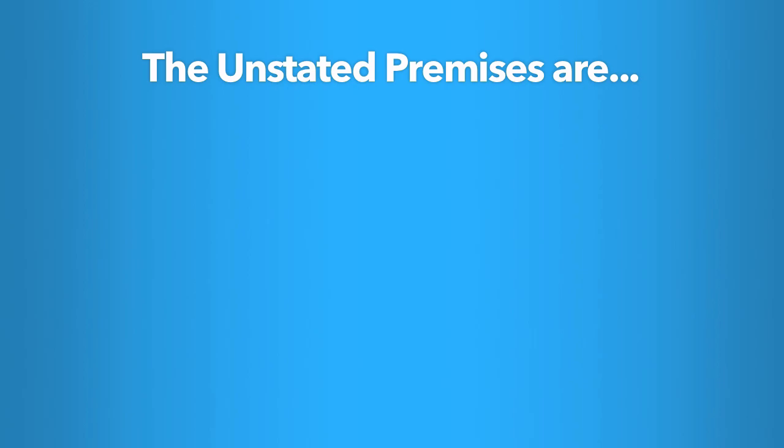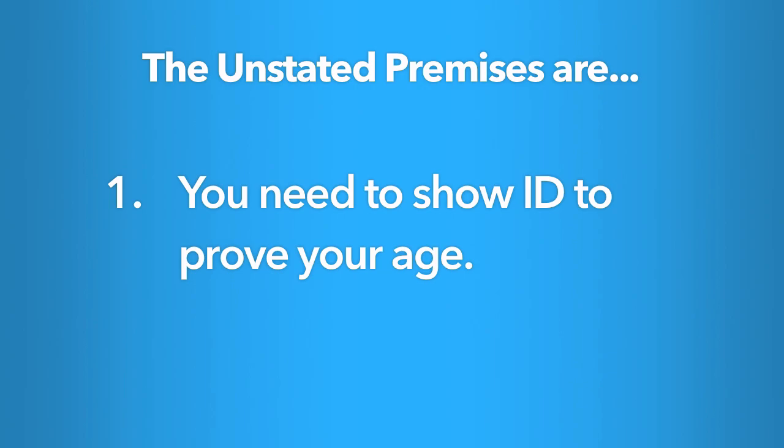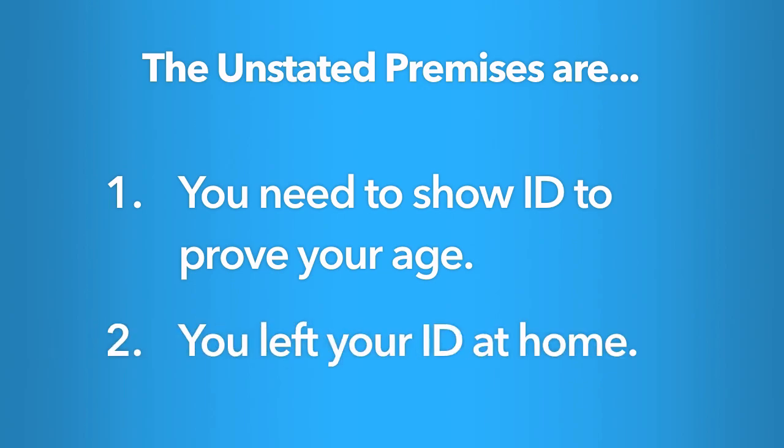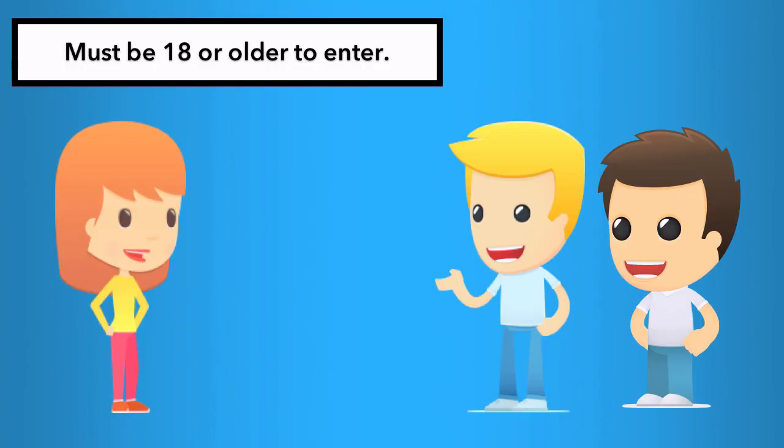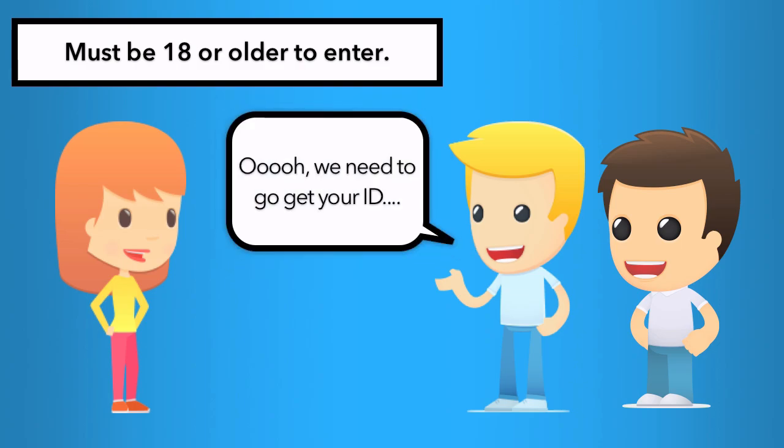What your friend is missing, the premise that you failed to state, is that 1, you will need to show ID to prove that you're at least 18, and 2, you left your ID at home. The first unstated premise, that you will have to show ID, may be something you simply assumed everyone knows. The second, that you left your ID at home, is something you just thought about, and so you may have forgotten that you hadn't told your friend yet. Having those pieces of information is important for your friend to be able to make sense of your conclusion.